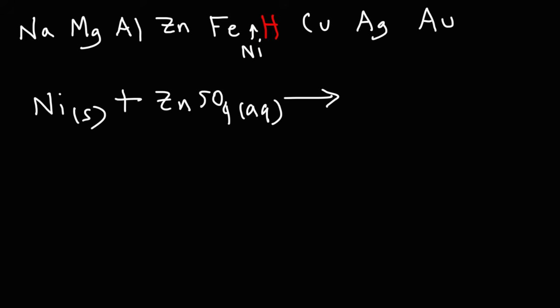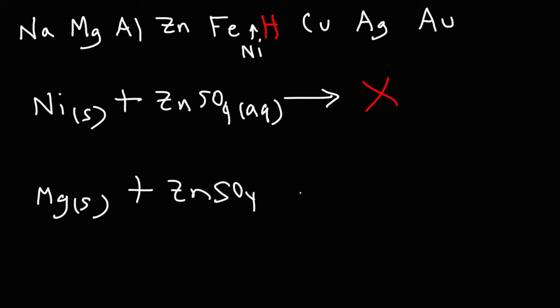So for this one, this is not going to work. In order for the reaction to work, the metal has to be on the left side of the activity series. So for instance, if I were to use magnesium and react it with zinc sulfate, this reaction will work because magnesium is more active than zinc. It's a stronger reducing agent. So magnesium can displace zinc out of the solution.